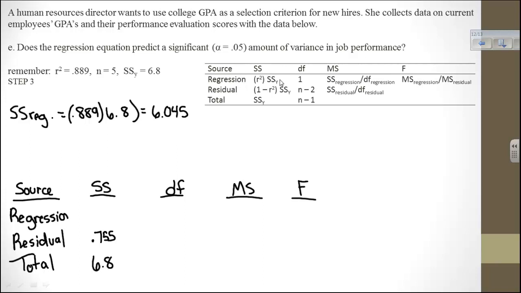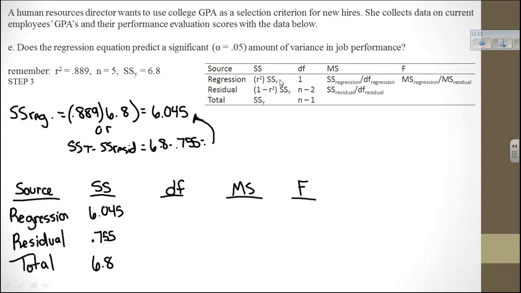But remember with ANOVA where you could find the sum of squares between by taking the sum of squares total and subtracting the sum of squares residual? Well, if you take 6.8 minus 0.755, you end up with 6.045. Either way you want to do it, totally fine with it. So 6.045. So we can say sum of squares total minus sum of squares residual equals 6.8 minus 0.755 equals the same exact thing you got there.